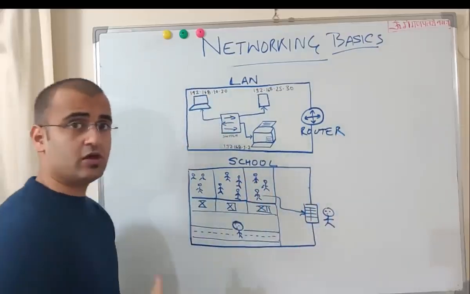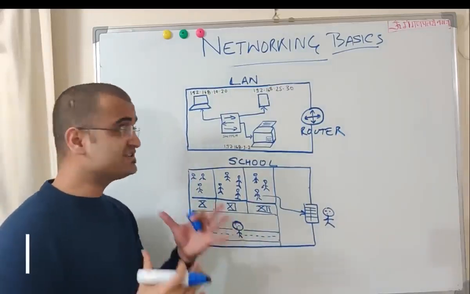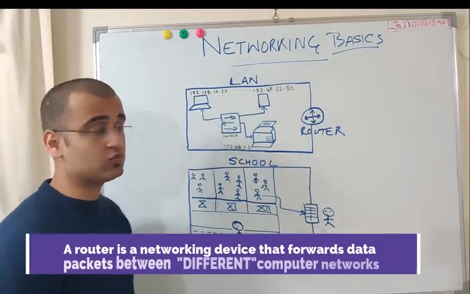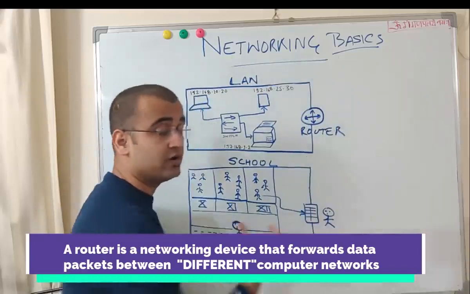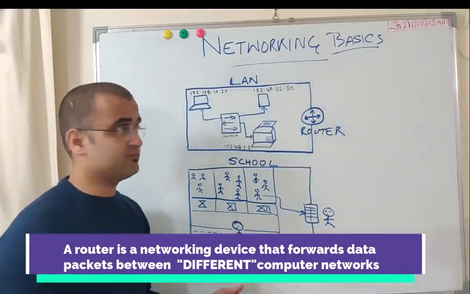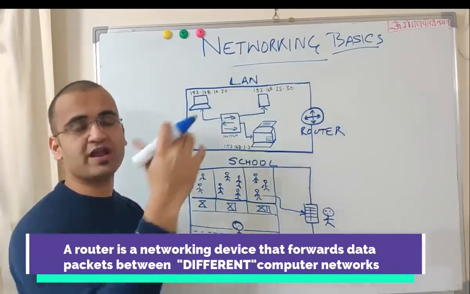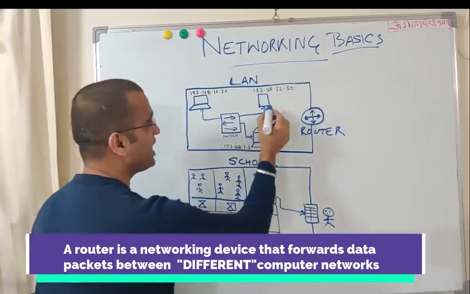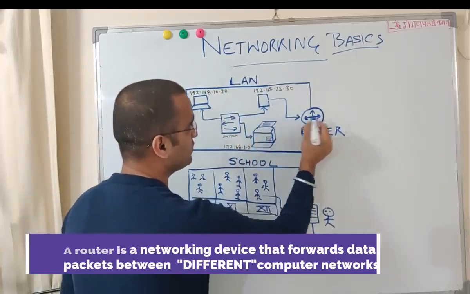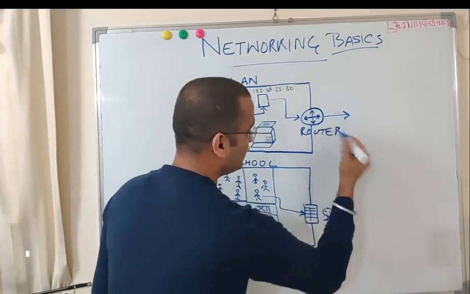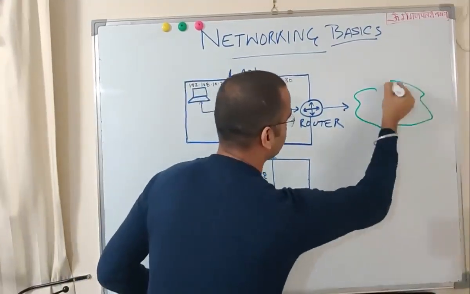So a router is a network device which sits between our local area network and the outside network, which is a wide area network. So suppose our mobile wants to connect to the internet, then this mobile will send a request to the router, and then this router will connect to the outside internet.